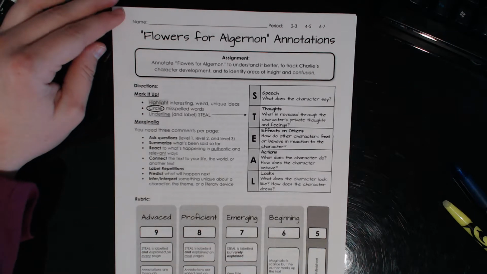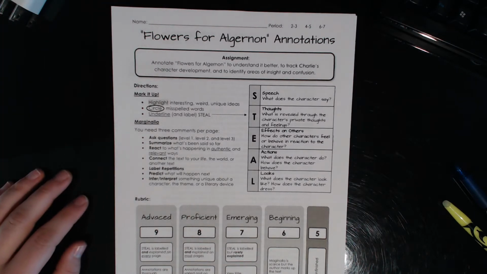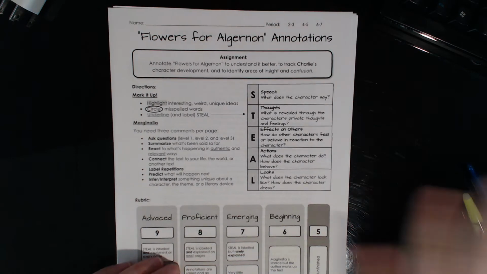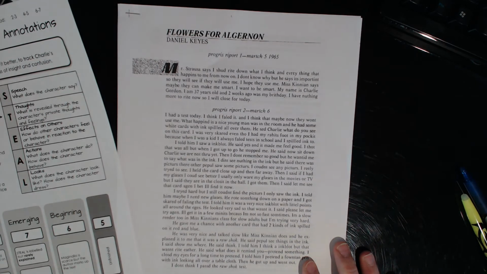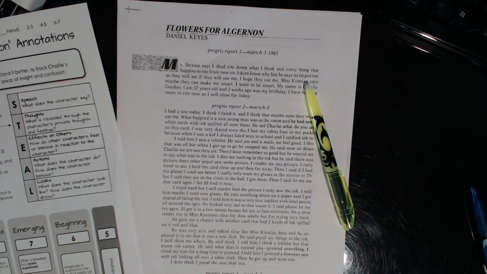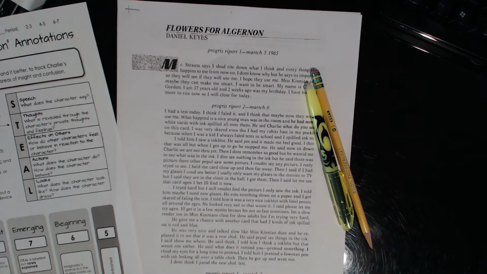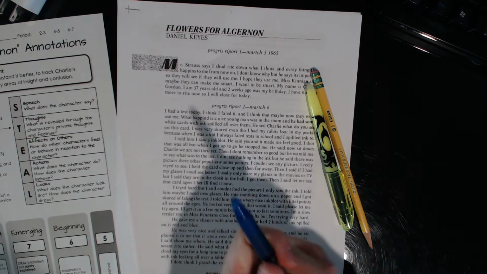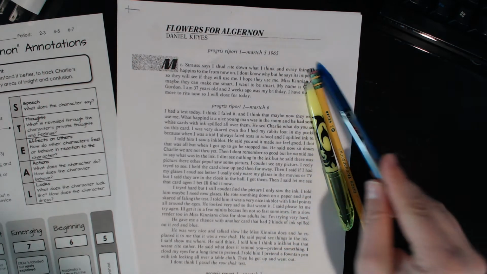Hi everyone, I'm going to show you how to annotate Flowers for Algernon today. You'll see that I have the prompt, the packet, which is the story, and you need a highlighter of any color and at least a pencil. I like to use a pen instead of a pencil because the color stands out.